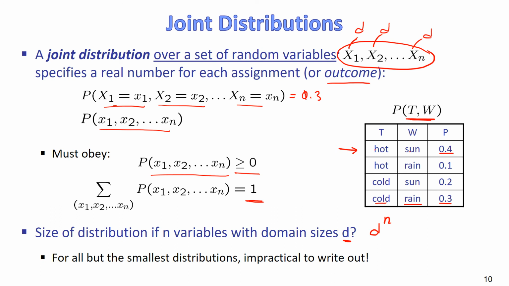But for now, a joint distribution is a full probability distribution with a probability for every combination of values for the variables. We call every combination of values for the variables an outcome. Every row here is called an outcome.